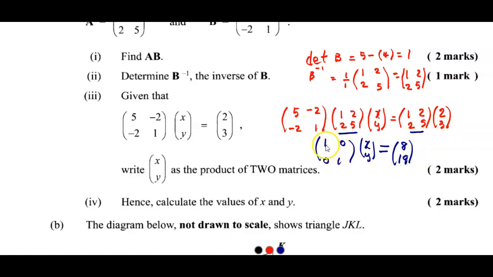We know that the identity matrix there behaves like the number 1. So 1 times (x, y) would equal (8, 19), which means that we have x equals 8 and y equals 19, and that's the answer. Okay, let's just move on to part B of the question.